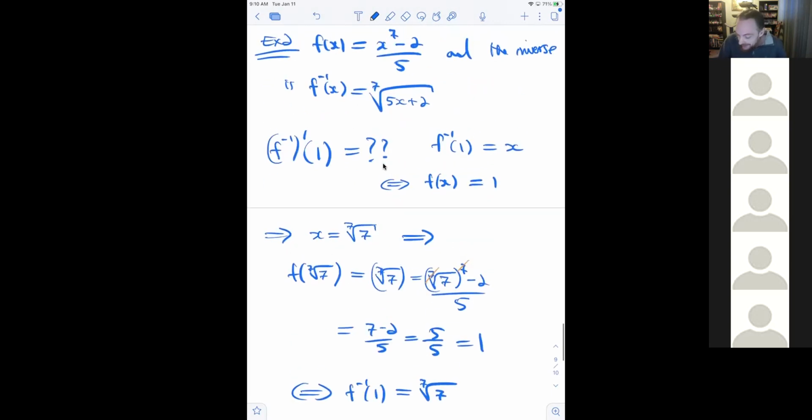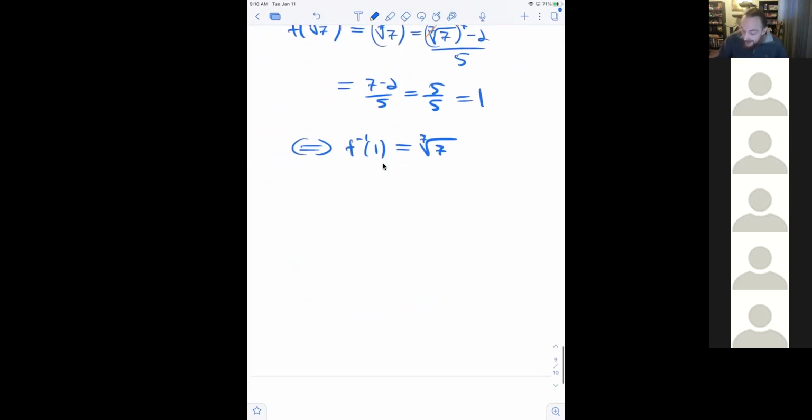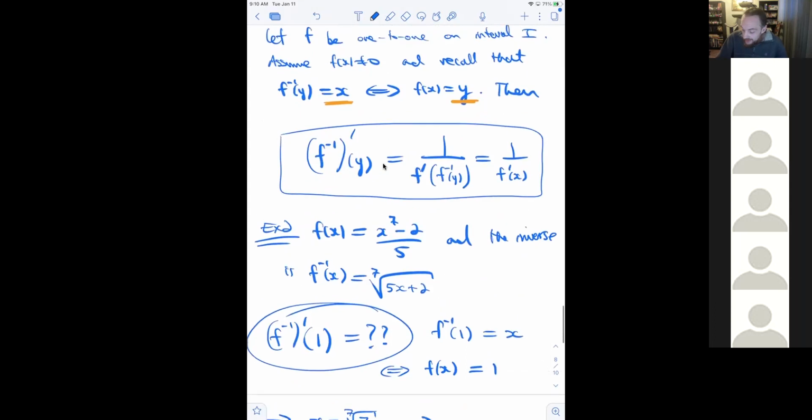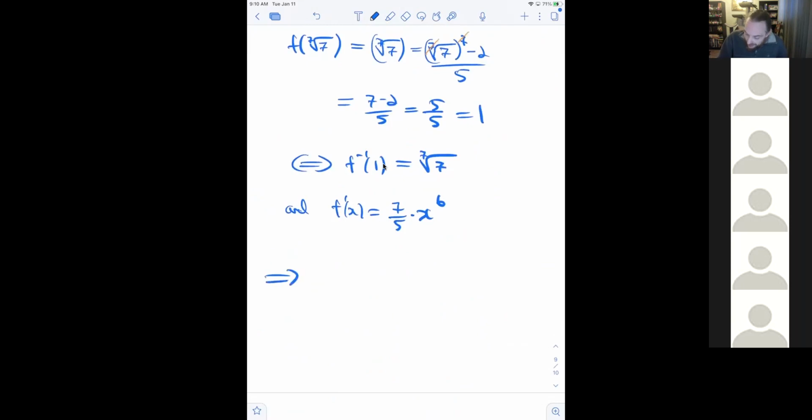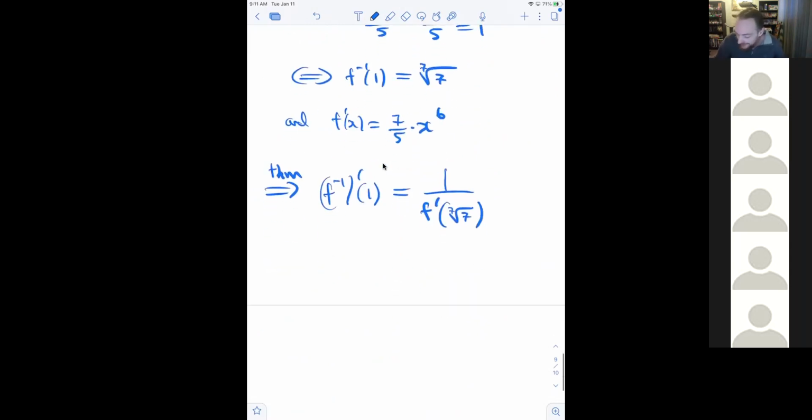So now I can use that value to compute this thing, the horrible derivative. What is f prime of x? F prime of x is just 7 over 5 to the power x to the 6. This tells us by the theorem that f inverse prime of 1 is equal to 1 over f prime of the 7th root of 7. Which is what now? I can compute this.